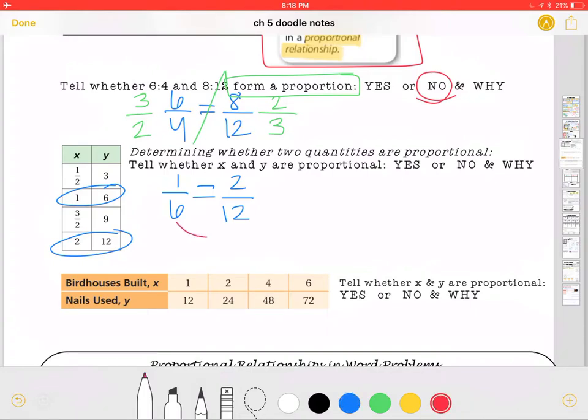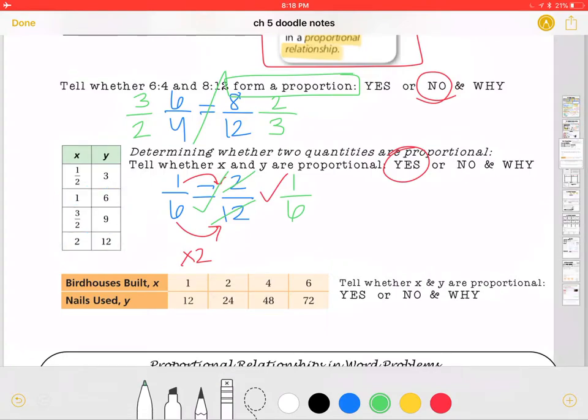Maybe you're thinking, okay, 6 times 2 is 12. Is 1 times 2 2? Yes. So you're thinking they're equal. Maybe you know that 2/12, I can divide both by 2. I get 1/6. Does 1/6 equal 1/6? Yes, so they're equal.